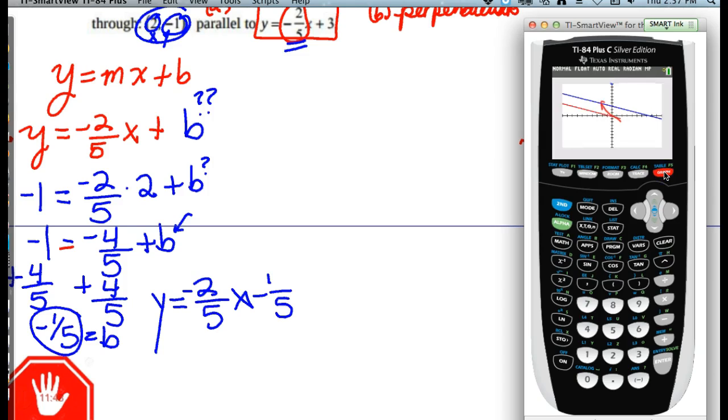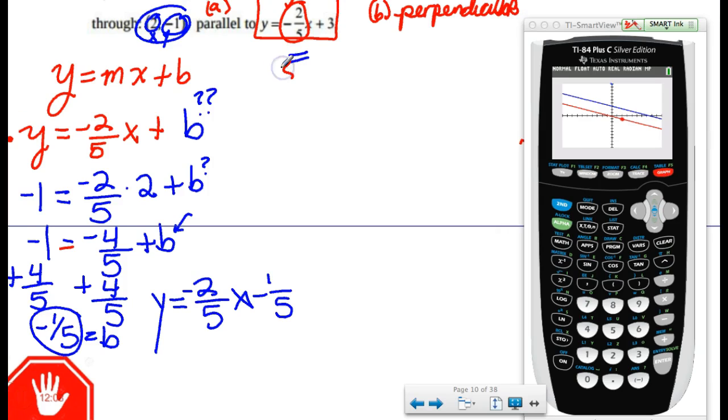Is it running parallel to the blue line? Indeed it is. Why is it? Because I gave it the same slope. I made both of them have a slope of negative 2/5. Is it going through the point 2 over and 1 down? It is. So it meets both criteria.